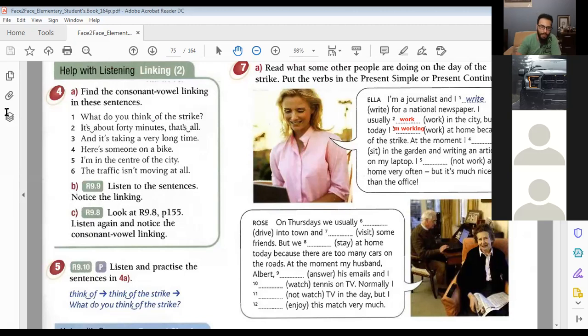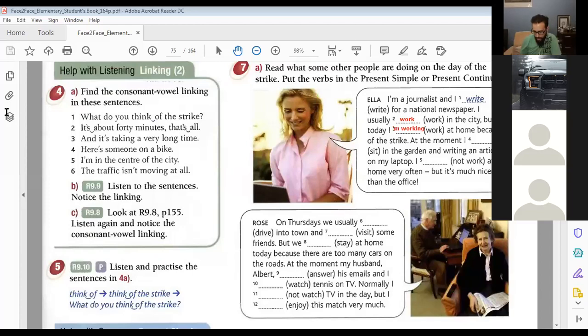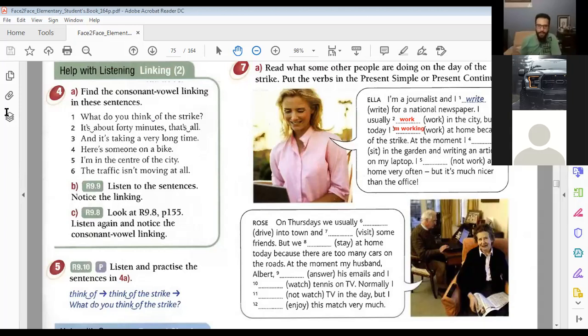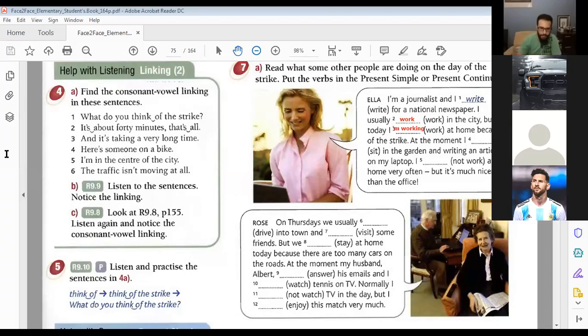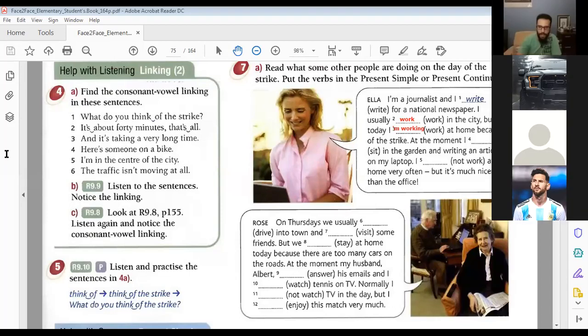When we say "at the moment," it means something is happening now, right? Salma? At the moment, it means now, right? I'm here. Okay. At the moment, we said, Salma, means something happening now, right? Yeah. And if something is happening now, do we use continuous or do we use simple? Continuous. I'm sitting.